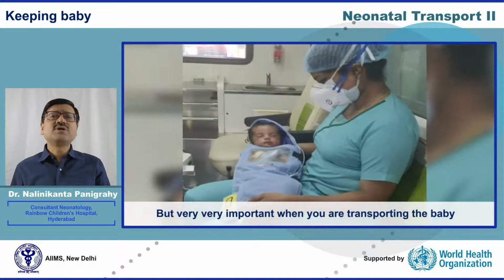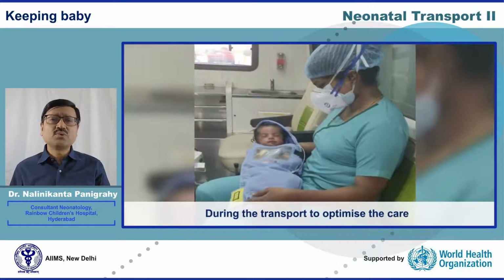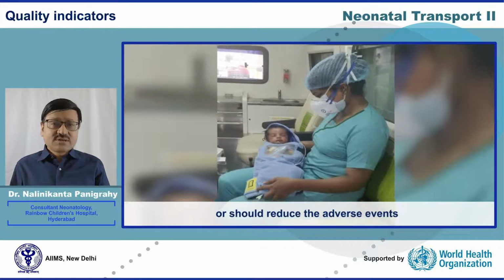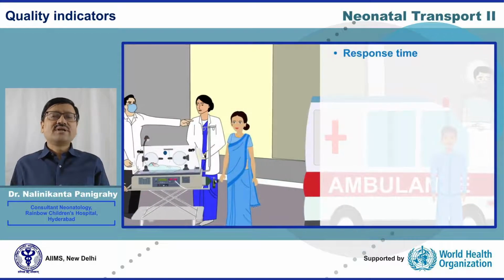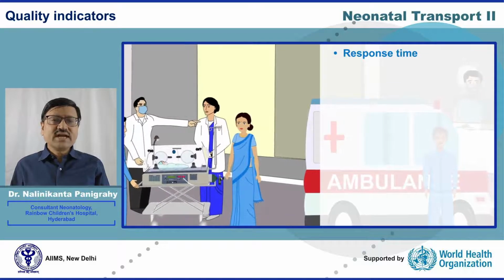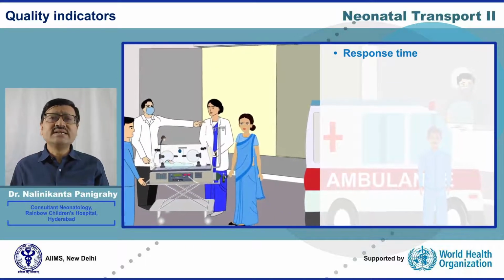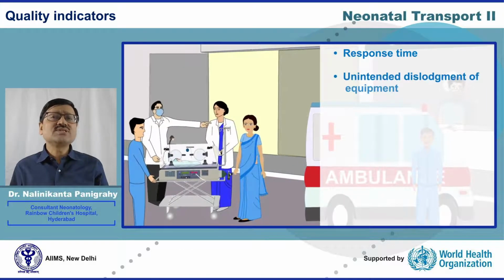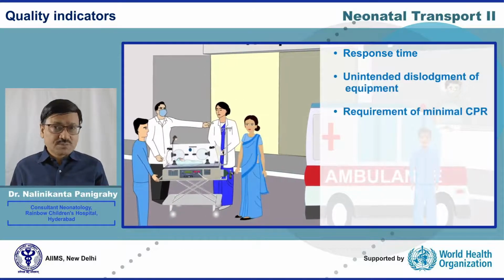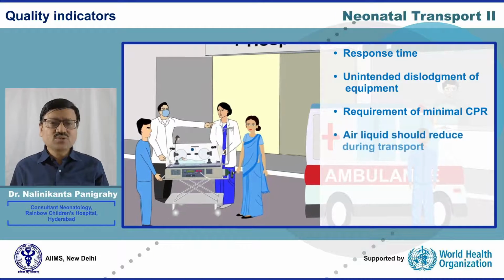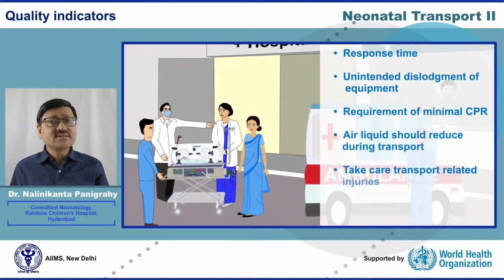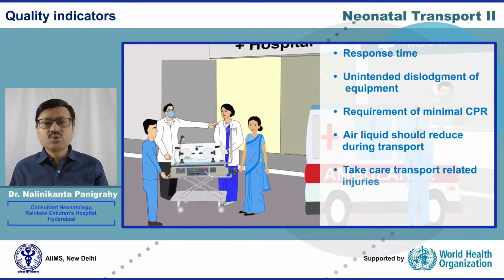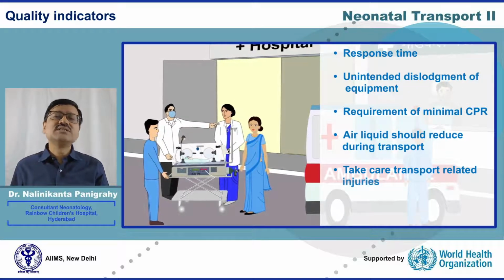But here, very, very important, when we are transferring the baby, to optimize the care, we should reduce adverse events. So our response times should be right, and we should prevent unintended hypoglycemia, hypothermia, or dislodgement of any of the instruments, and the requirement of CPR should be minimal. Air leak we should reduce during the transport, and we should take care that transport related injury does not happen to the babies or the staff, so that we can optimize our transport in the best possible way.